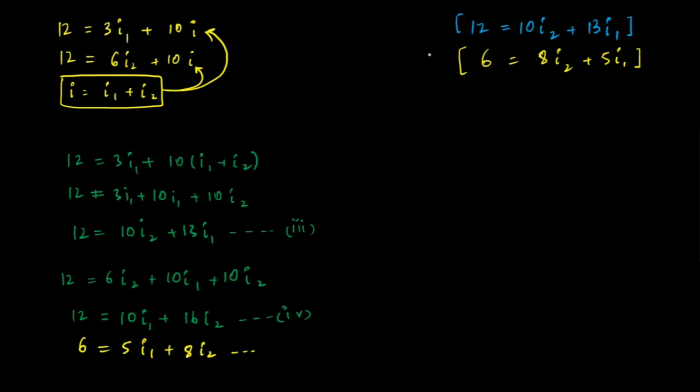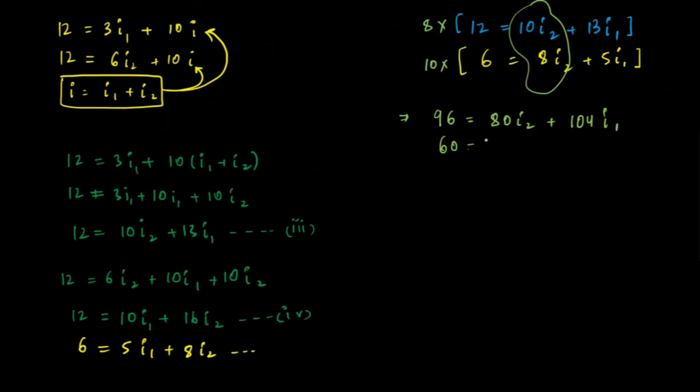Yeah. So let me just do it by considering this particular part. I'm multiplying this equation by 8 and this equation by 10. So let's see what we get. 8 times 12 is going to be 96. It is equal to 80I2, and 13 times 8 is 104I1. Whereas this is going to be 60 equals 80I2 plus 50I1. Once we solve this equation by simply subtracting them.